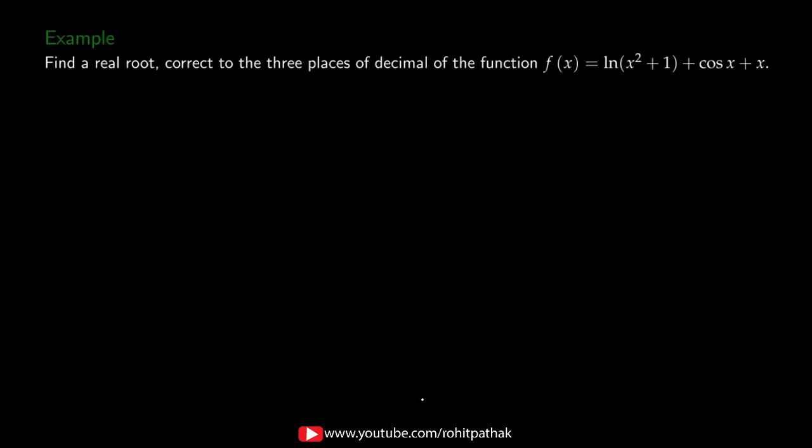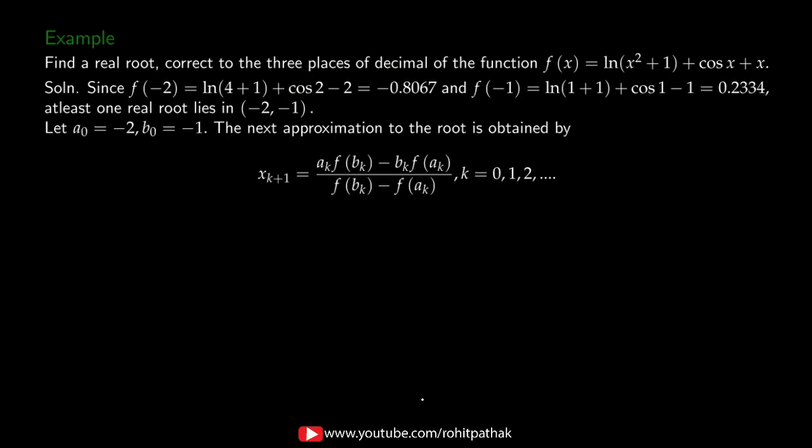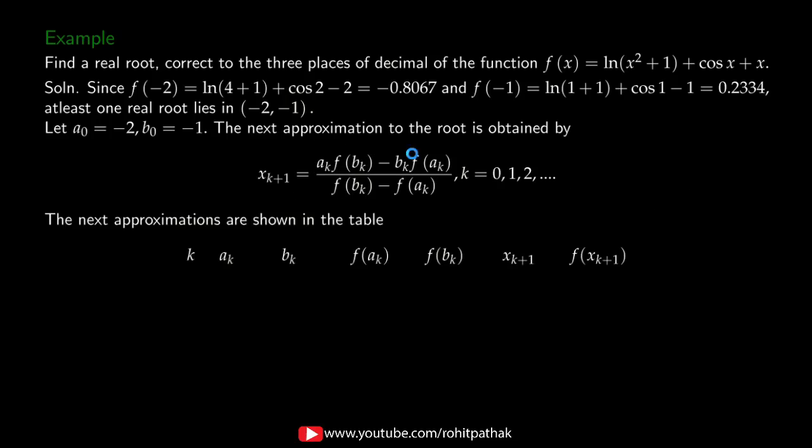Let's take the same example and see how many steps are required to find the root. We have already obtained the interval in which the root lies: minus 2 to minus 1. So I'll take a0 as minus 2 and b0 as minus 1. In the bisection method, we have x(k+1) as (ak plus bk) by 2, but here we have x(k+1) as this formula. Again, we prepare the table as usual: k, ak, bk, f(ak), f(bk), x(k+1) and f(x(k+1)).